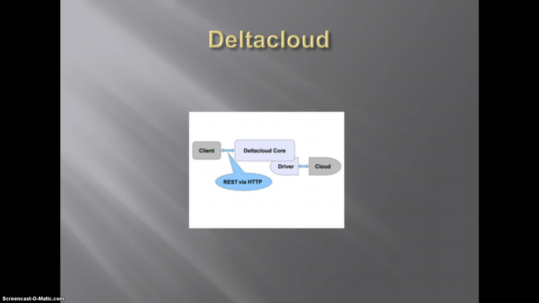Here's an example, a diagram of the Delta Cloud. As you see, on the left is the client and the Delta Cloud core, and the REST via HTTP is pretty much the tunnel that connects the front end and the back end. And on the back end, the driver is what connects the various providers and their different APIs. So on the front end, the user doesn't care what happens there.